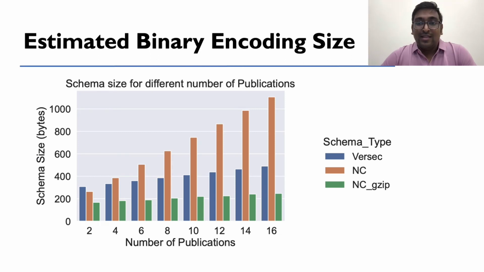Here we can see the estimated comparison. Although VERSIC performs better than our proposed no compression method, gzip can reduce the size to a great extent. So visit our poster, and it will have a bit more technical details than the 3-minute talk.